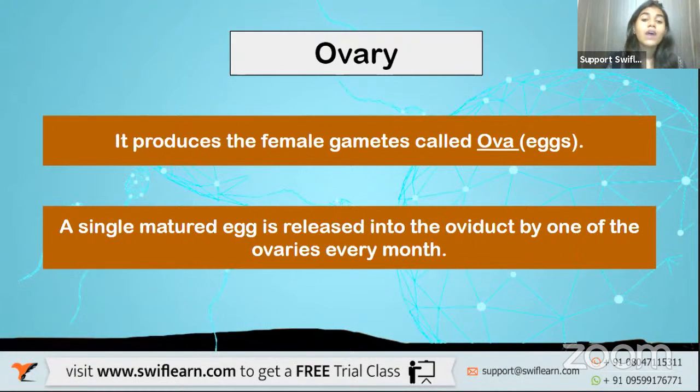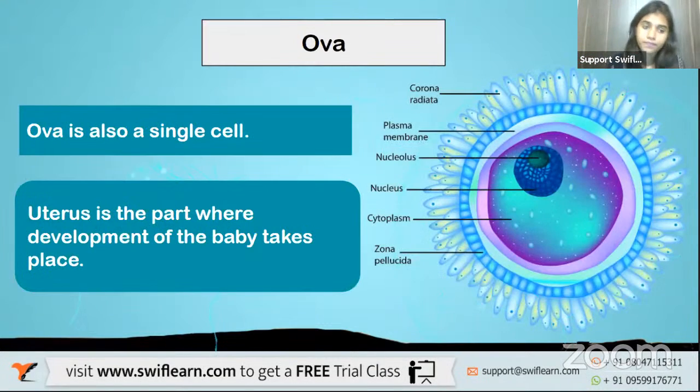Now the ovary, as I said, produces the female gamete, which is called ova, or the egg, or ovum, however you like to call it. A single matured egg is released into the oviduct by one of the ovaries every month. One time it's the right ovary, next time it's the left ovary. One egg gets matured every month, and it comes out through the oviduct and stays in the oviduct. Now how does the ova look?